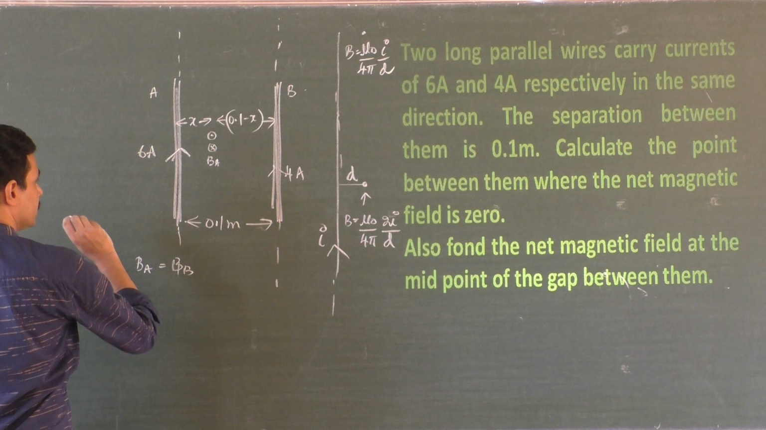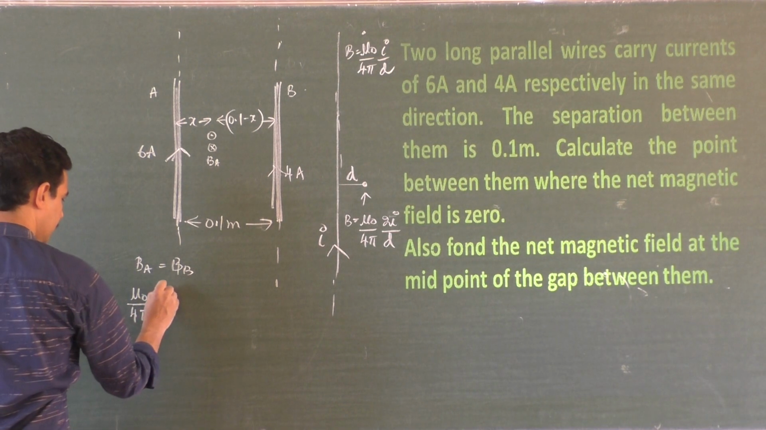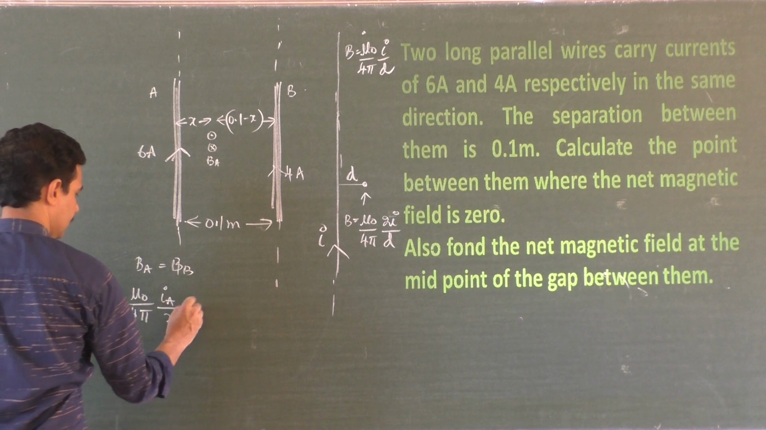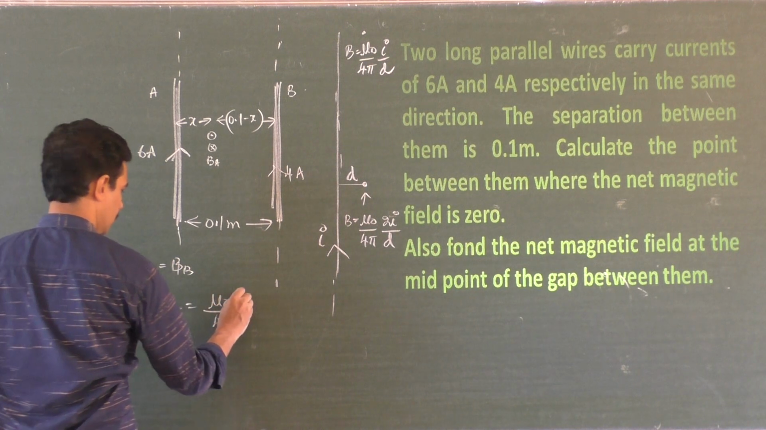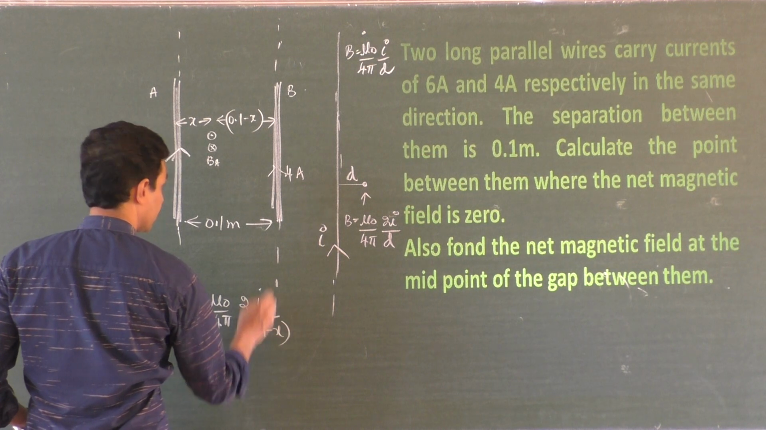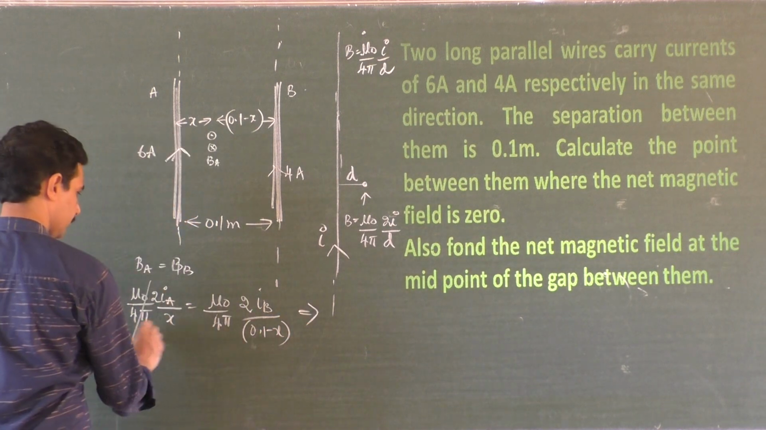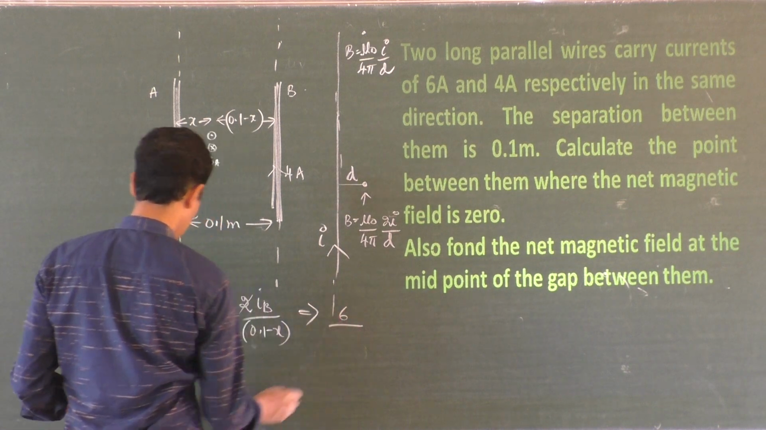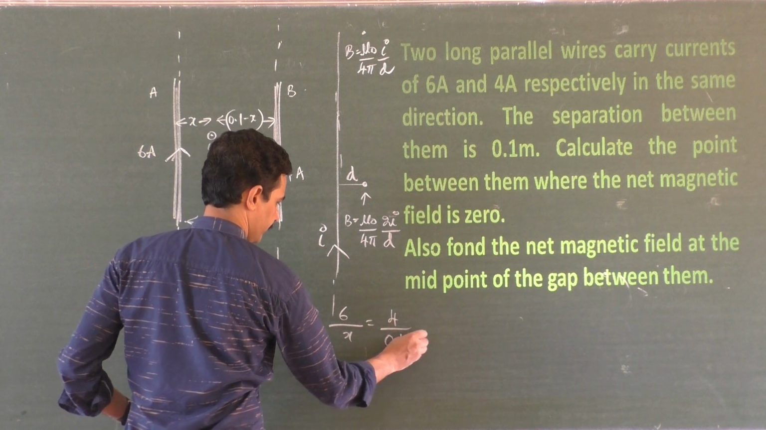What is the magnetic field produced by the first one? mu0 by 4 pi, IA by X. The magnetic field produced by the second one, 2 IB by 0.1 minus X, because for this one the distance is 0.1 minus X. That implies, you can cut off this 2. IA is 6, so 6 by X is equal to 4 by 0.1 minus X.